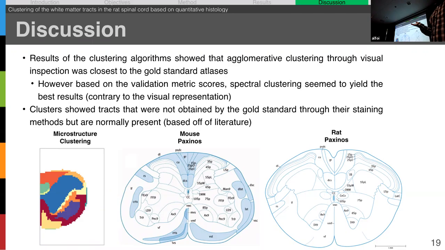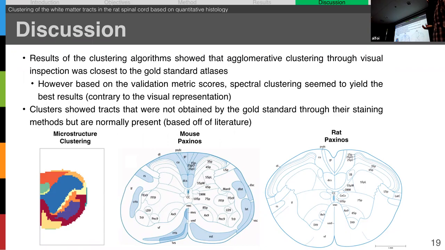Yeah. I'd say one of the next steps would be to try and apply it on other histological images, but that's also one of the things I mentioned in future work: applying it on quantitative MRI images. In terms of clinical application, most of the studies are in vivo with MRI, so it would be the next logical step to try and apply it on that.